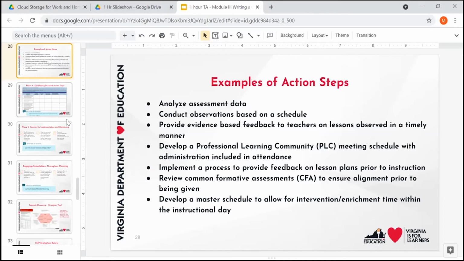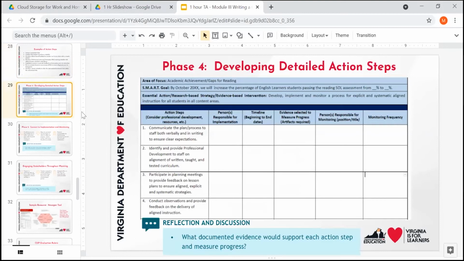That you've identified. Then the last thing on the template, when we look at our action steps, so here's just a sample template here, right? So it has an area of focus, academic achievement and reading. It's got our SMART goal, the same example Mike had shared earlier. By October, we'll increase the percentage of English learners passing the SLL assessment. Right, we picked just an essential action just for an example here. Develop, implement, and monitor a process for explicit and systematic aligned instruction for all students in all content areas.